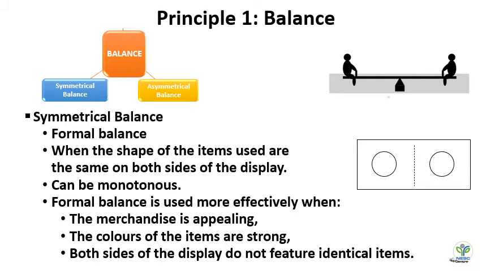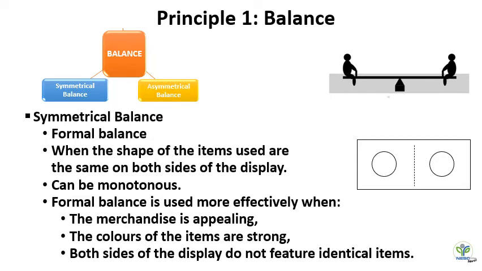Under symmetrical balance, also called formal balance, when the shapes of the items used are the same on both sides of the display, it can be monotonous. Formal balance is used more effectively when the merchandise is appealing, the colors of the items are strong, and both sides of the display do not feature identical items.